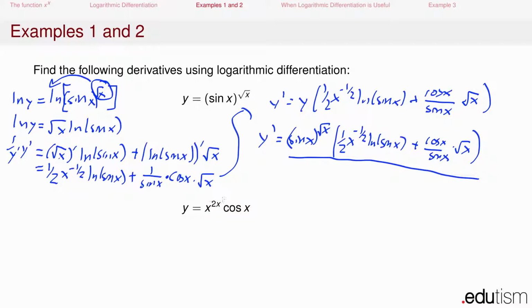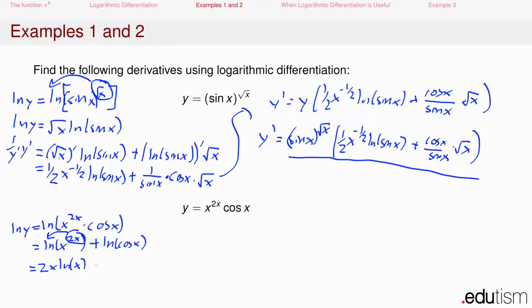This second example is a little bit more complicated, but we can still use the same process to find the derivative. We start by taking the natural logarithm of both sides. ln of y equals ln of x to the 2x times cos x. So first we're going to use the product law of logarithms. We have things multiplied together inside, which is the same thing as taking the sum of the logarithms. So we have ln of x to the 2x plus ln of cos x. This 2x can be brought out front using the power law. So we have 2x ln of x plus ln of cos x.